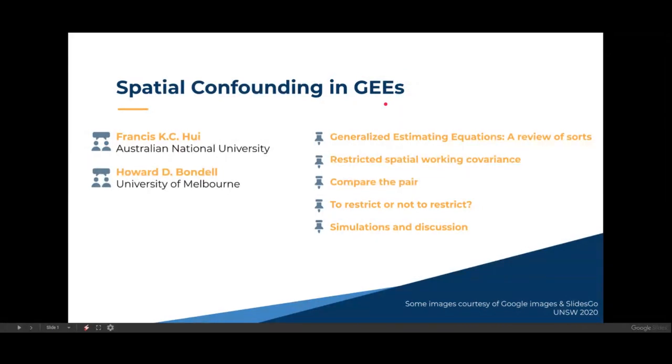How I'll structure this talk is that I'll start off with a motivating simulation, and that will then lead to a review of generalized estimating equations. I'll then introduce the notion of spatial confounding and the idea of a restricted spatial working covariance matrix. Then I'll compare the restricted spatial to a standard, or unrestricted, spatial working covariance, then discuss whether to restrict or not to restrict, and finally come back to some simulations, with hopefully a bit of time for discussion at the end.